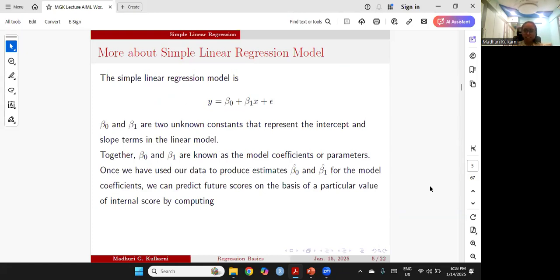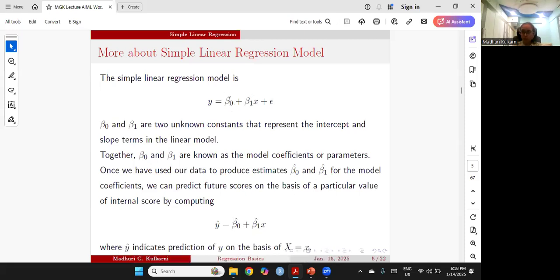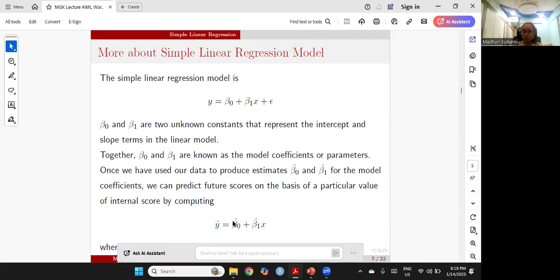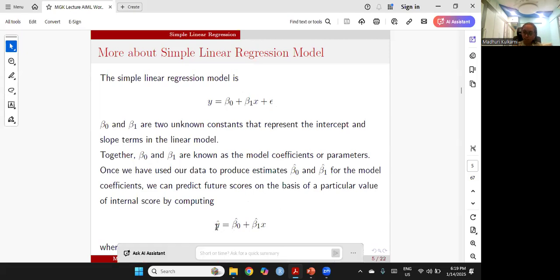So this is the predicted model now. Once you have got the estimates using the data, once you have got the values for beta naught and beta 1, let us assume that these values are beta naught hat and beta 1 hat. So you put them here and then ignore this error now. So you have this, this will be the predicted value of y, which is denoted by the letter y hat. So y hat equal to beta naught hat plus beta 1 hat x. That would be the fitted regression model.